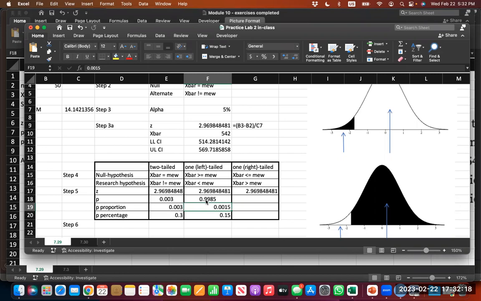Now, our null hypothesis is X bar greater than mu. So this is actually 0.015, because we're not doing two-sided. So now everything below that is actually our research hypothesis. So the research hypothesis is now 0.9985. Yes.